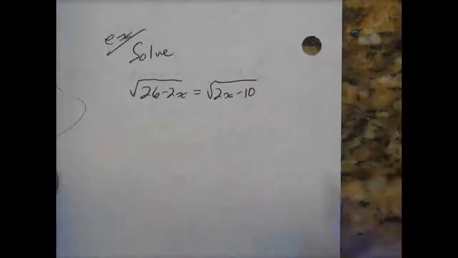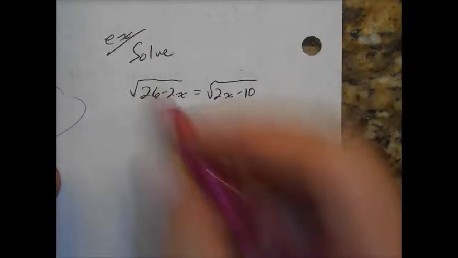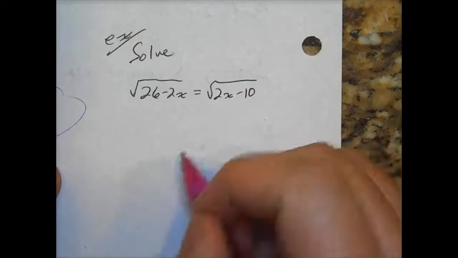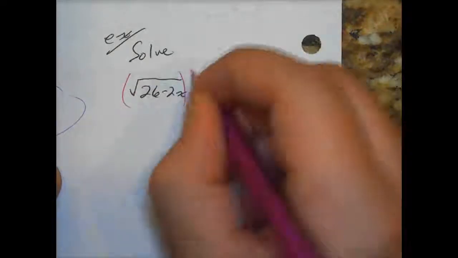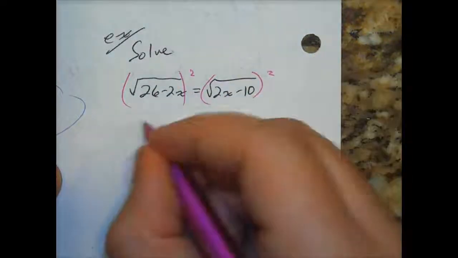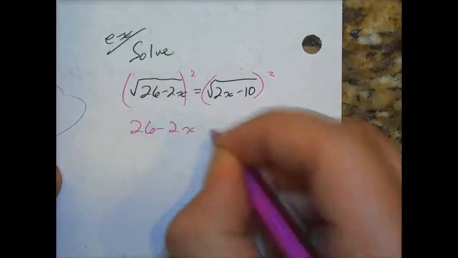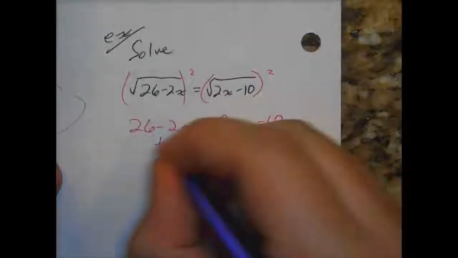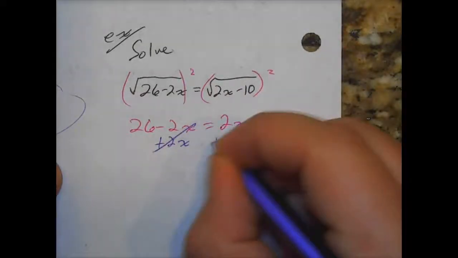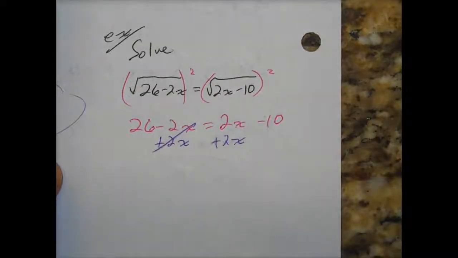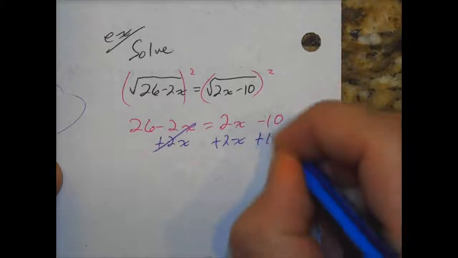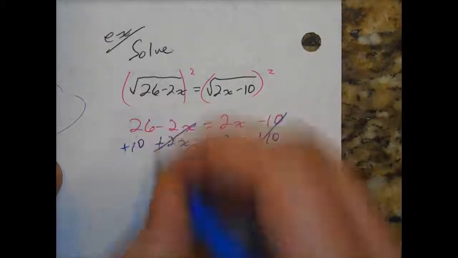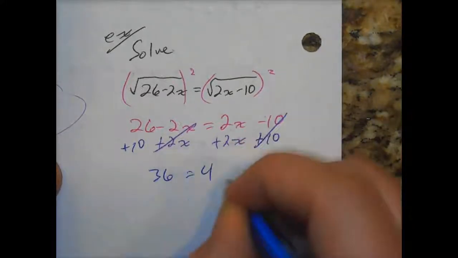All right, same sort of idea. We have two square roots by themselves, so I can square both sides in order to get rid of the square roots. So I have 26 minus 2x equals 2x minus 10. Get my like terms together. I'm going to add 2x to move it from that side to this side, and I am going to add 10 to both sides so that I can get my numbers on the same side. So I have 36 equals 4x.